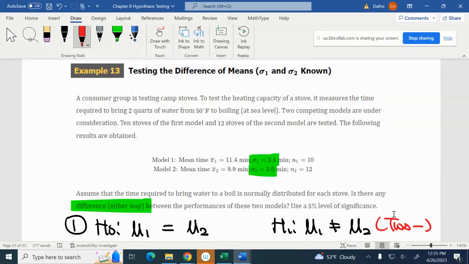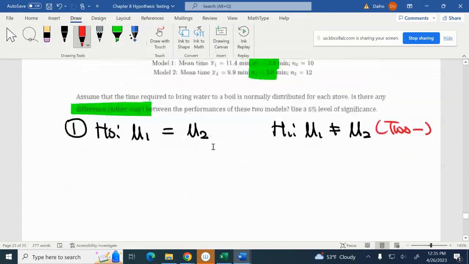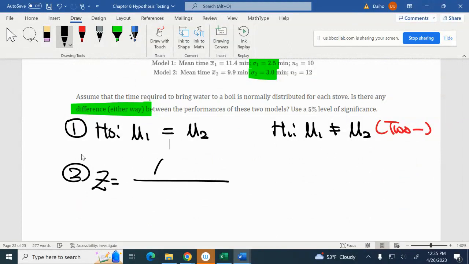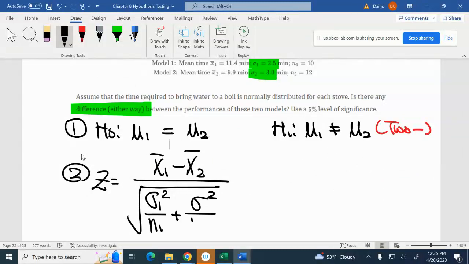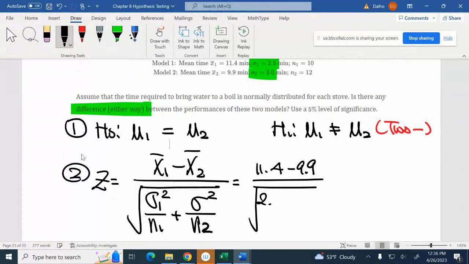Remember, we are going to apply the z-test, and we are going to take the probability from the z-table, and don't forget twice, because it is a two-tail. Okay, now the test statistic: z equals x1 bar minus x2 bar over the square root of sigma 1 square over n1 plus sigma 2 square over n2. Let me plug in the statistics: 11.4 minus 9.9, then 2.5 square over 10, and 3.0 square over 12.